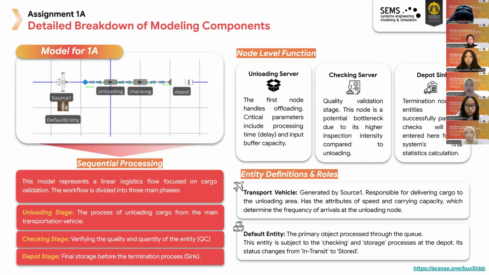This is for assignment 1A modeling components. We created a simple sequential process consisting of unloading, checking, and storage. The checking server is expected to be the most critical stage because every crate must pass through inspection before reaching the depot.